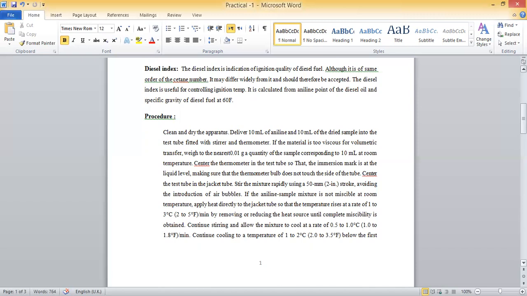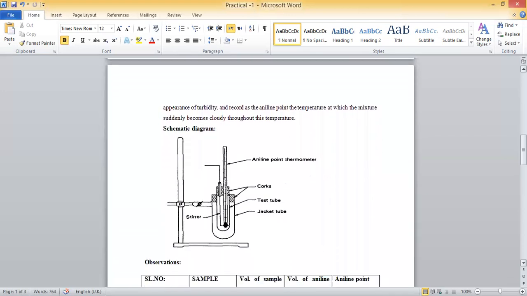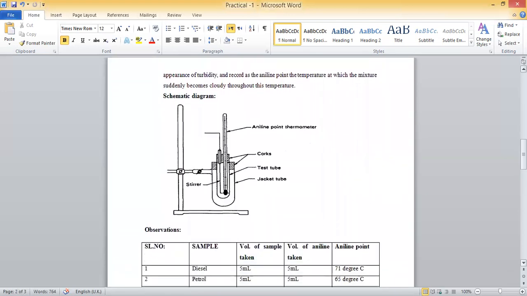If the aniline sample mixture is not miscible at room temperature, we'll apply heat directly to the jacket tube so that the temperature rises at a rate of 1 to 3 degrees C per minute. We'll then remove or reduce the heat source once complete miscibility is obtained. We will continue stirring and allow the mixture to cool at a rate of 0.5 to 1 degree C per minute. We will continue this cooling procedure to a temperature of 1 to 2 degrees C below the first appearance of turbidity. Then we will record as the aniline point the temperature at which the mixture suddenly becomes cloudy throughout.